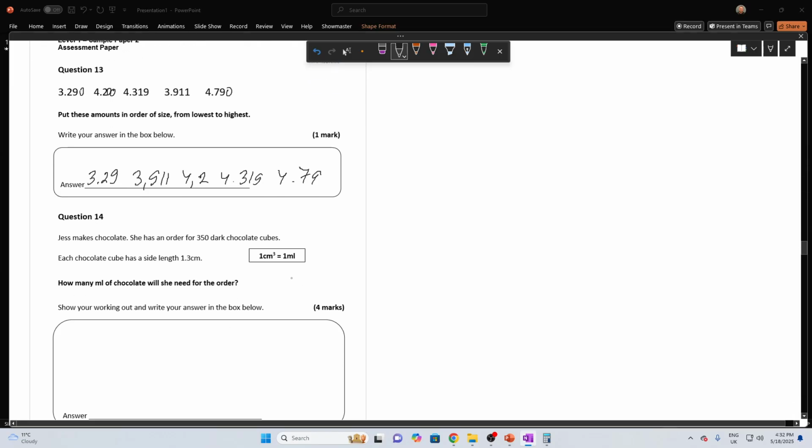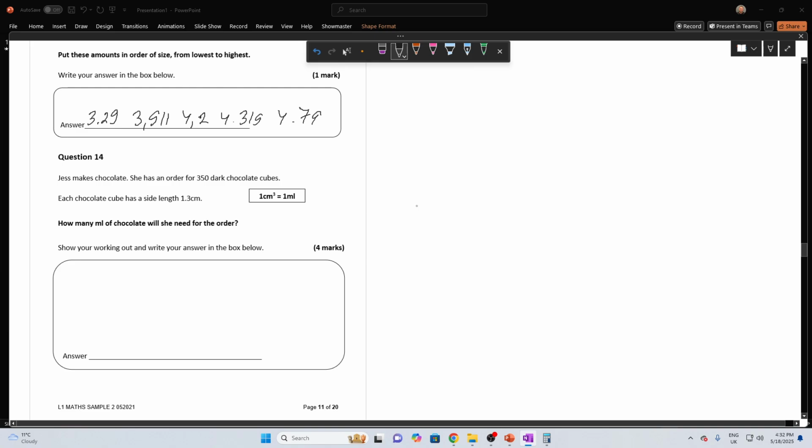Question 14. Jess makes chocolate. She has an order for 350 dark chocolate cubes. Each chocolate cube has a side length of 1.3 centimeters, and I give you here the key: 1 centimeter cube is 1 milliliter. How many milliliters of chocolate will she need for the order?